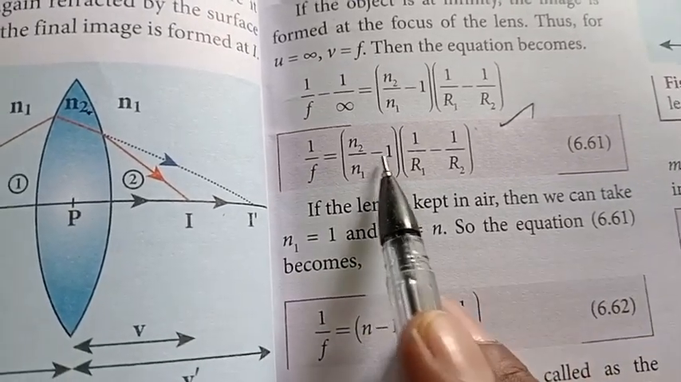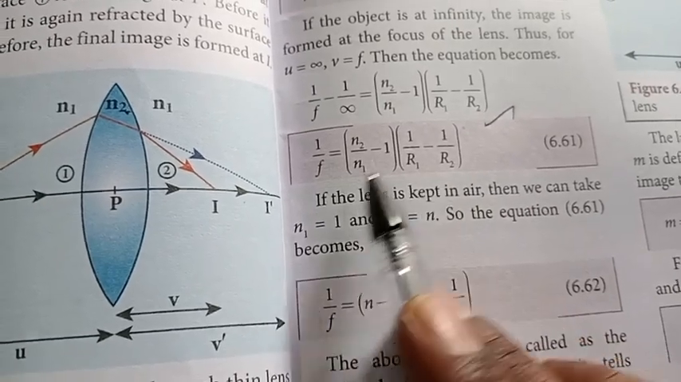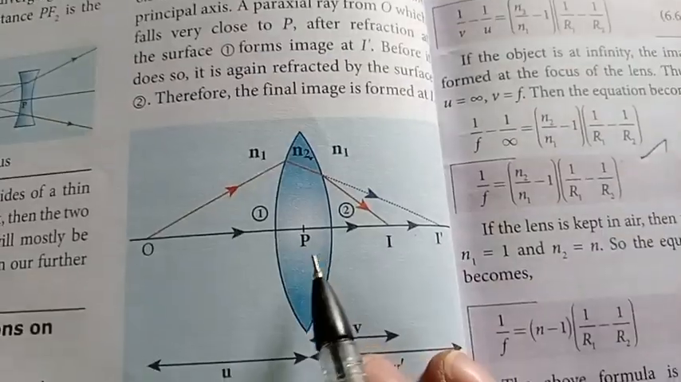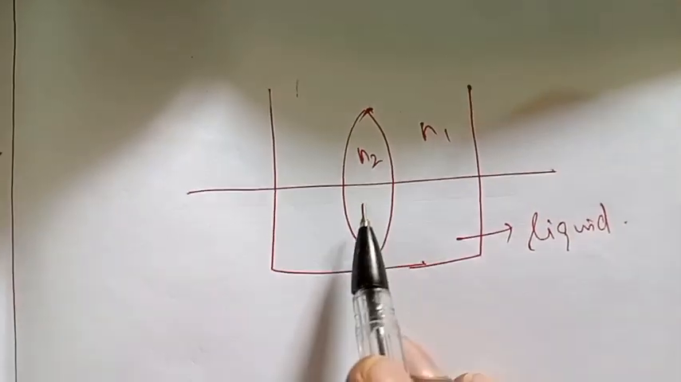So on page 31, we have the equation 1/f = (n2/n1 − 1)(1/R1 − 1/R2). R1 and R2 are the radii of curvature. So we see that clearly: n1 and n2 are the refractive indices. This was the problem actually given to us.